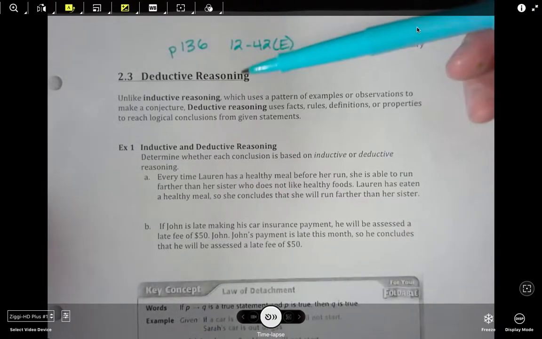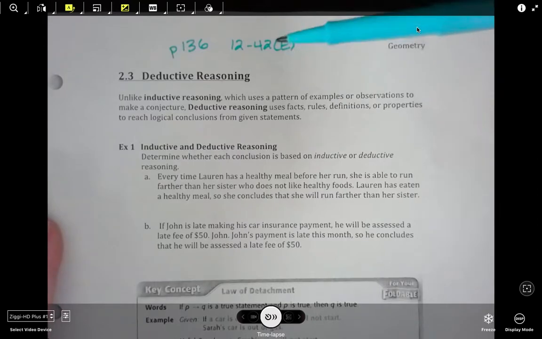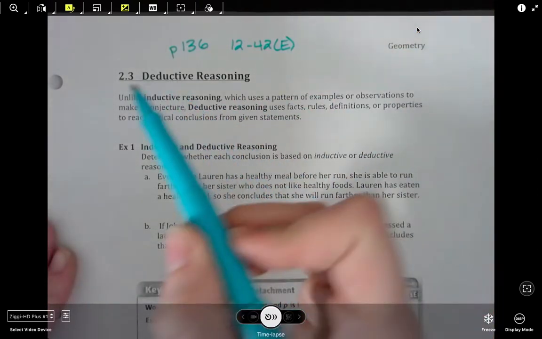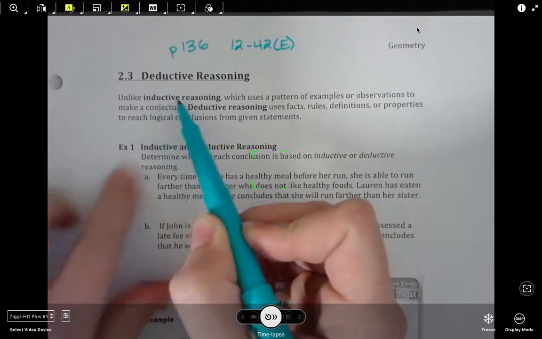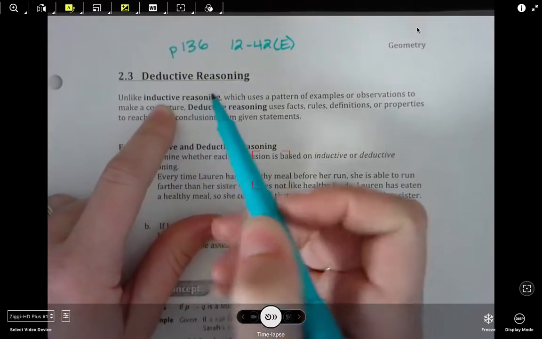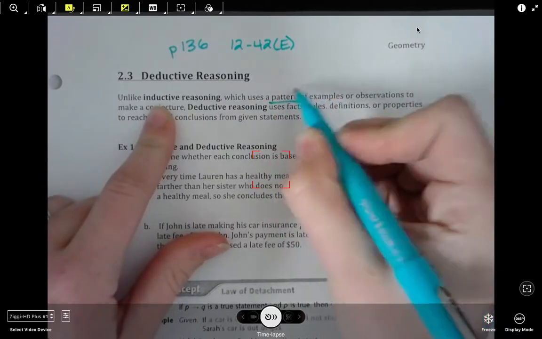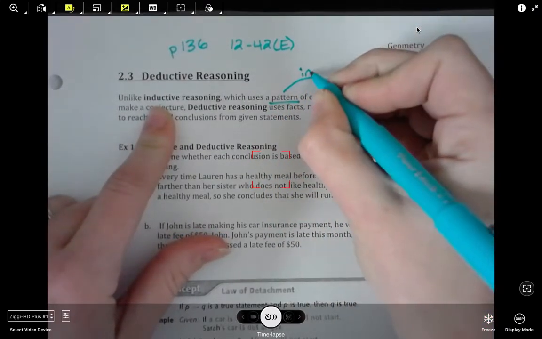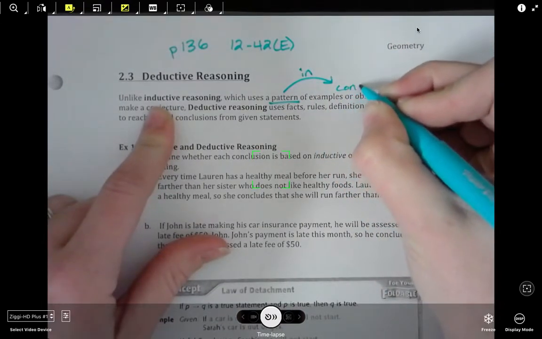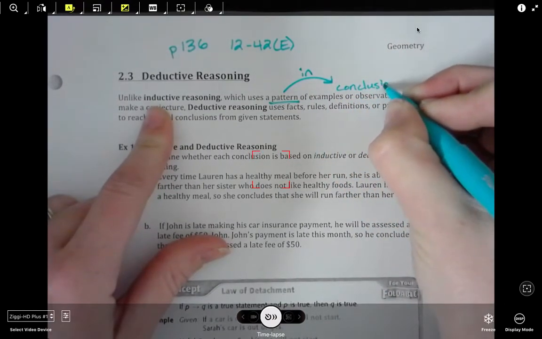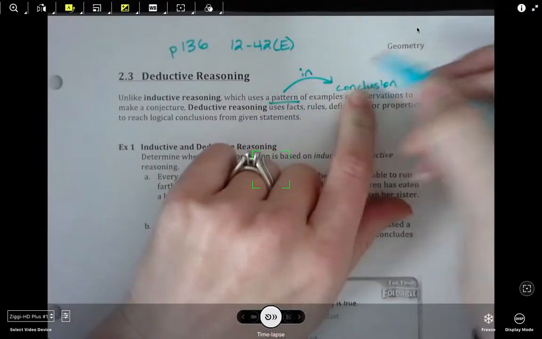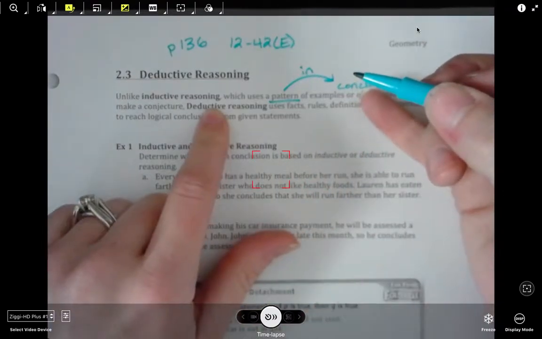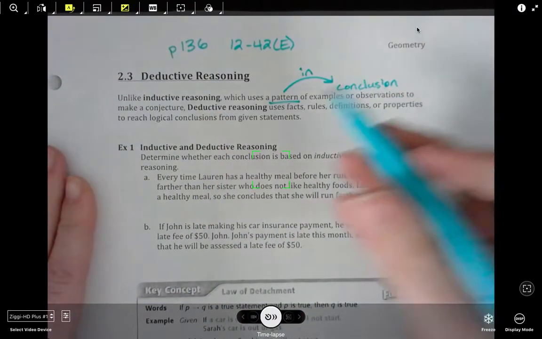So 2-3 is deductive reasoning. It sounds kind of intimidating, but it's really a lot easier of a section than what 2-2 was. Inductive reasoning was the type of reasoning that we were doing before. It basically talks about patterns, and then you put those patterns into some form of conclusion. So patterns go in and you form some sort of conclusion. Deductive reasoning is kind of the opposite of that, okay?